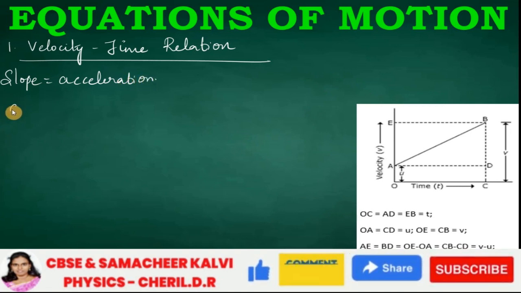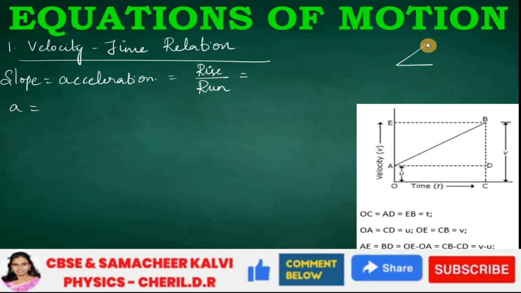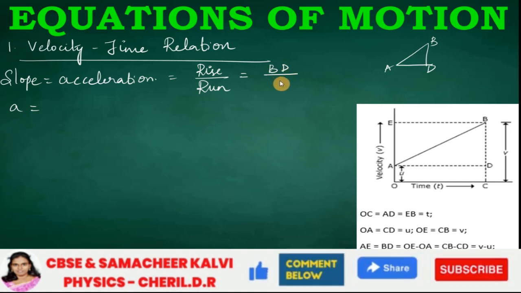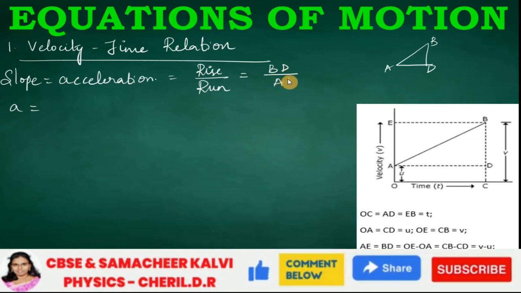Now let me write the slope. Slope is what? Rise by run. So here, what is the rise? You are going to take this triangle. Your slope is AB and this is your D. So rise is BD and your run is AD. We've already got BD to be V minus U and AD to be T.